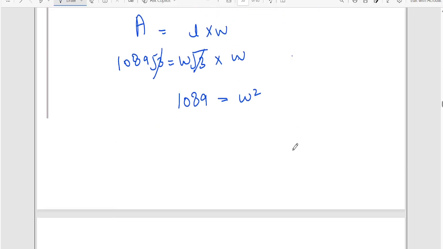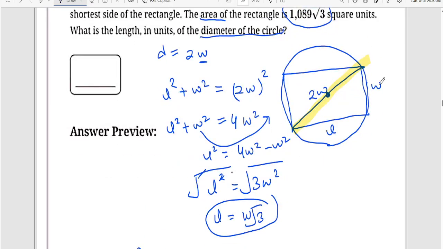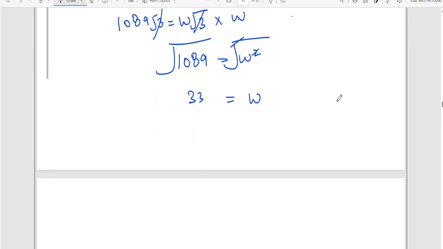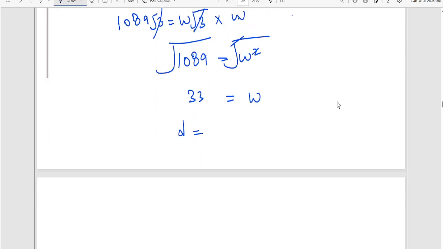Now you square root both sides to get rid of the square. This cancels out. W is, if you find the square root of this, you will get 33. So w equals 33 units. Now we know the diameter of this circle is 2w. So the diameter is 2 times 33, which is 66. So that's our answer, right?